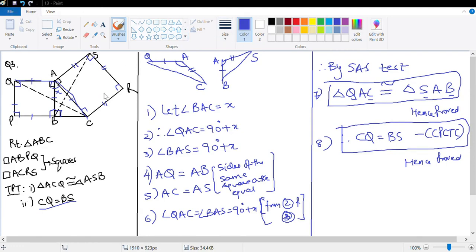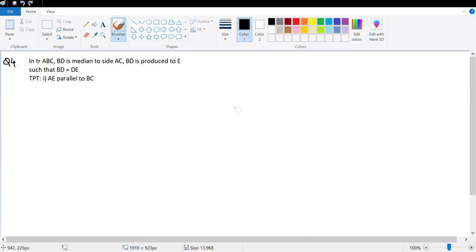The next question that we do is question number 4. So question number 4 says, in triangle ABC, BD is median to the side AC. Okay, so let's start drawing a rough diagram. It says, in triangle ABC, BD is the median to the side AC. BD is produced to E such that, what does produce mean? That you're increasing the length and taking it forward.